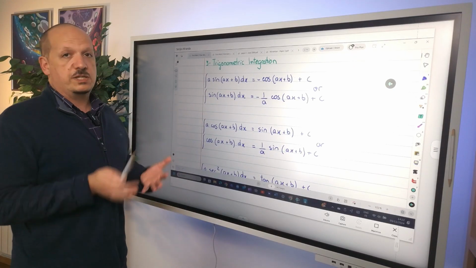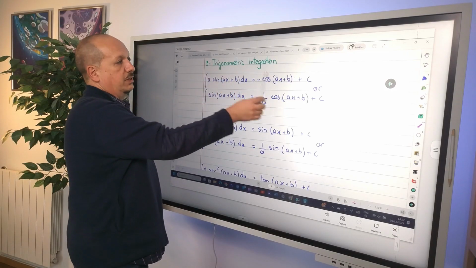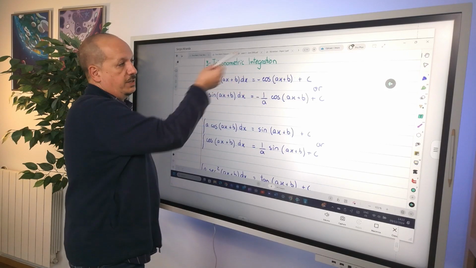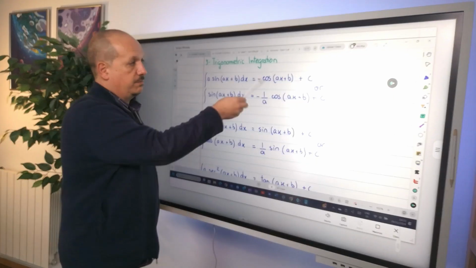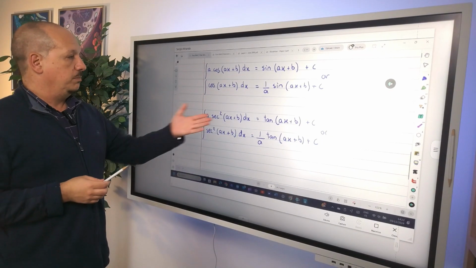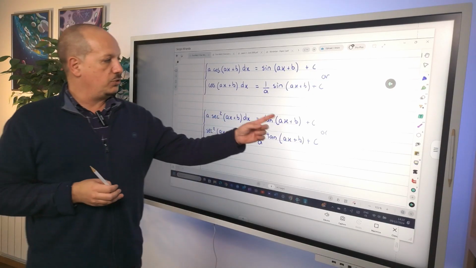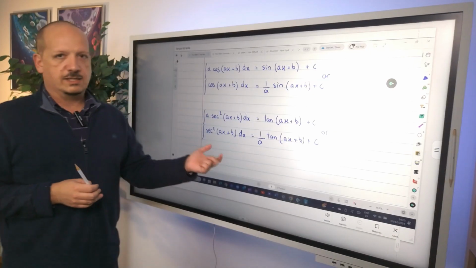What about trigonometric integration? Again, it's just the opposite of the differentiation. So you just learn how to go from here to here, right? So the integration does the opposite process. So I'm just going over the three that you need to know, but they are basically the same as you learned previously, as you learned to integrate the cosine, the sine, and the tangent.